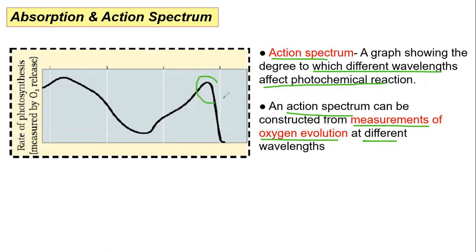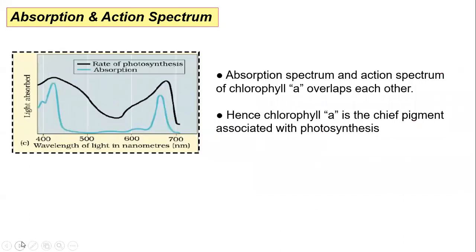It can be measured by measuring oxygen evolution at different wavelengths. Towards the red region, you have maximum evolution, and towards the initial part also, in the violet-blue and blue-green regions, you have the maximum evolution of oxygen. That means maximum photosynthesis happens in the violet-blue regions as well as in the red region of light. So the absorption spectrum and action spectrum of chlorophyll A overlap each other. Hence, chlorophyll A is the chief pigment associated with the process of photosynthesis.